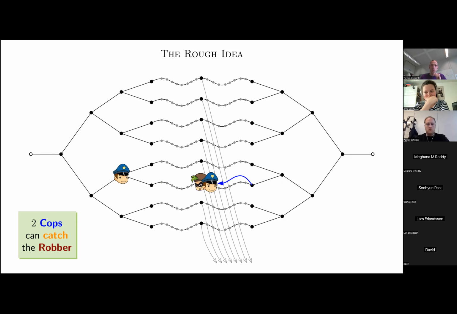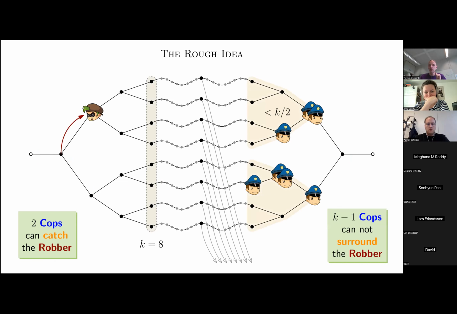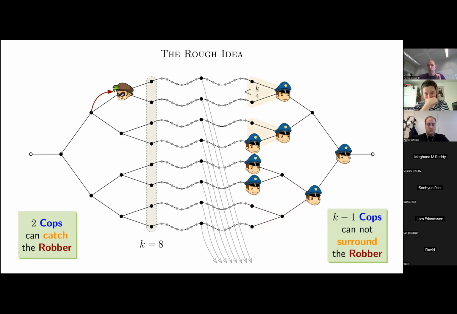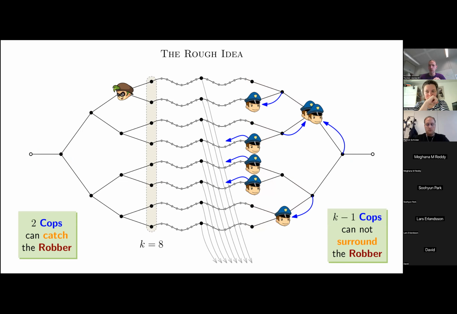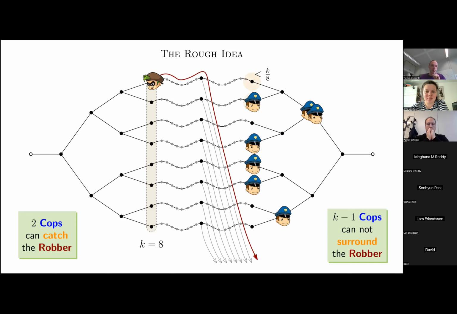Let me catch the robber once again. Let me show you once again that the robber cannot be surrounded, by carefully looking at the configuration of the cops on the other side. Here, I'm also assuming that there are no cops here, for instance. I have to justify this at some point. Okay, so he can escape. So this is the rough idea.